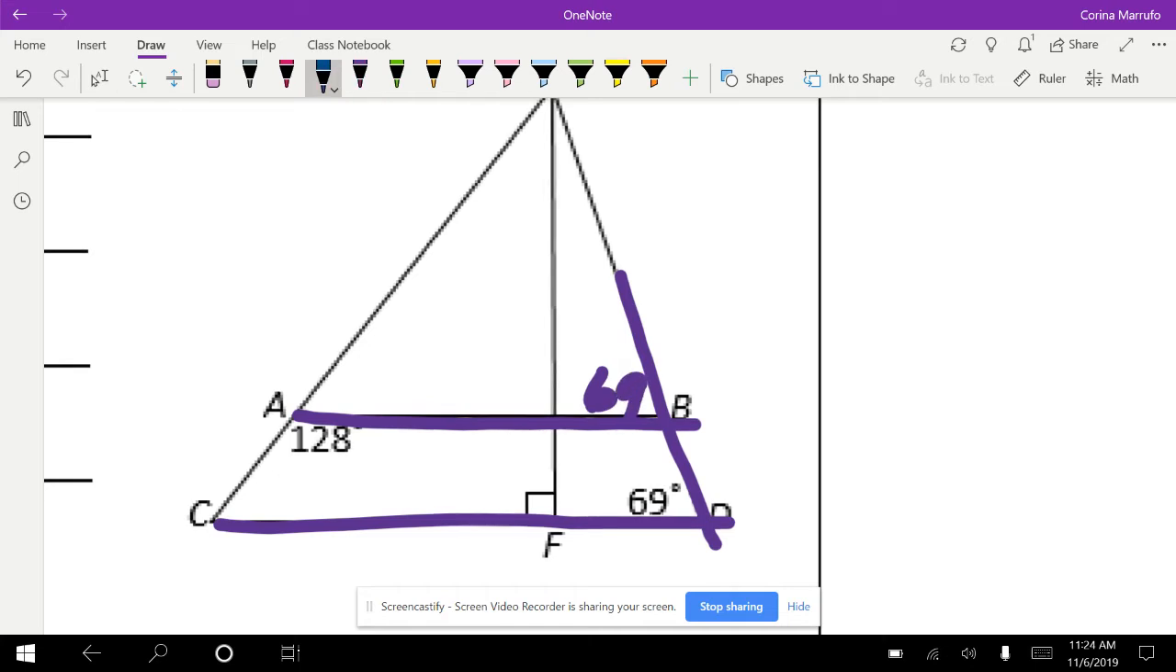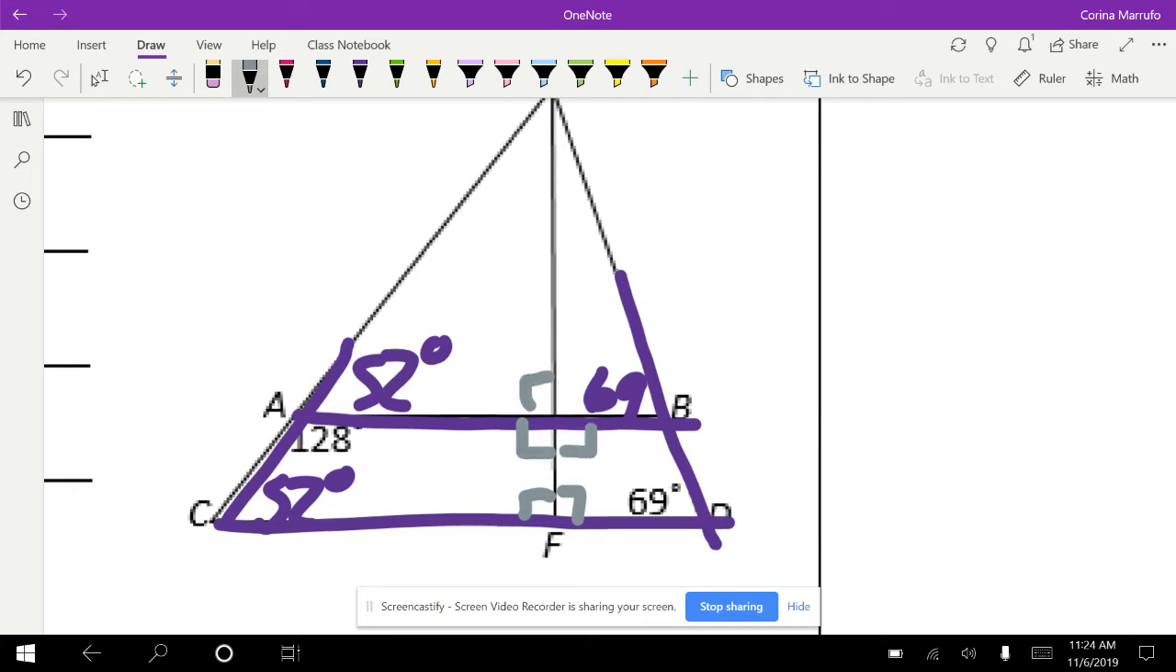If this angle is 128, then to find this angle here on the top, we do 180 minus the 128, and that gives us 52. So if that's 52, then this one is also 52. And then if this is a 90-degree angle, 90 plus 90 gives us 180. And since these two lines are parallel, this is also going to be 90, this is going to be 90, this is going to be 90, and this one's going to be 90.